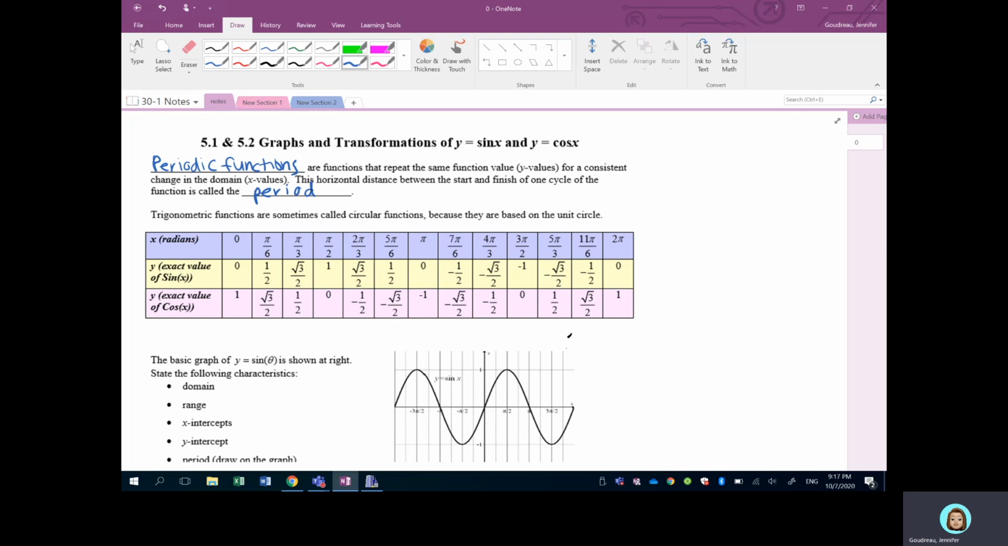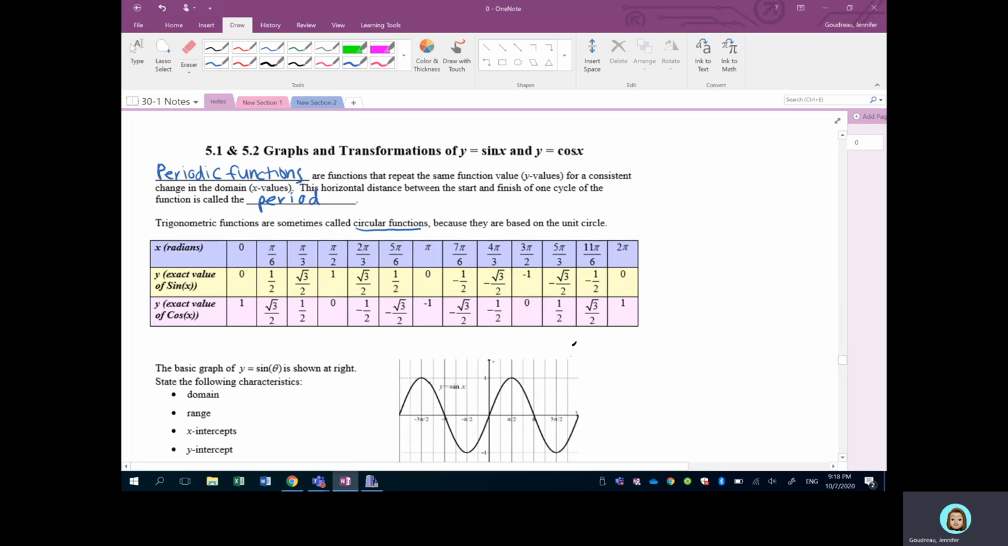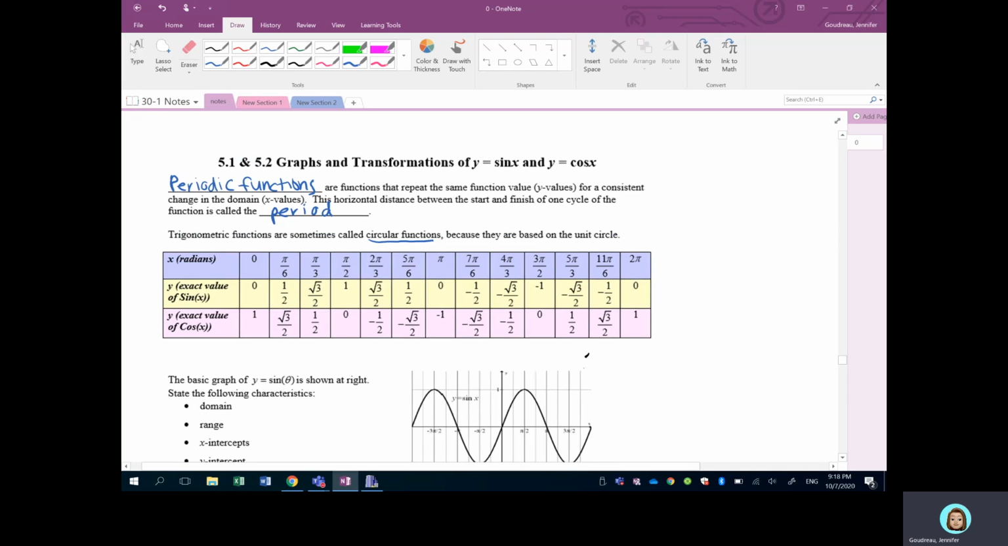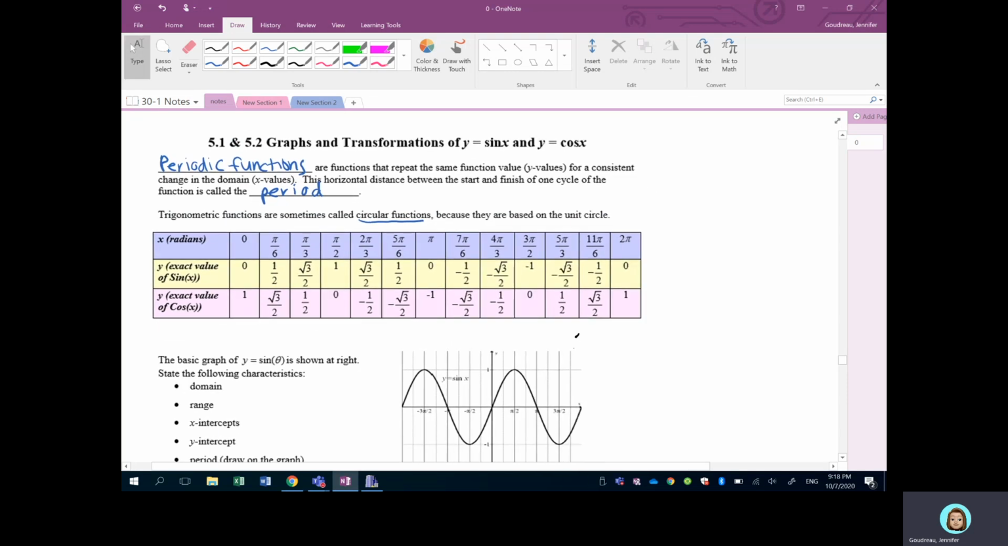Trig functions are also sometimes called circular functions because they are based on the unit circle. So we are going to use some of our values from the unit circle to help us generate our y values on this graph. Then we're going to plot those points and see what kind of function we get.